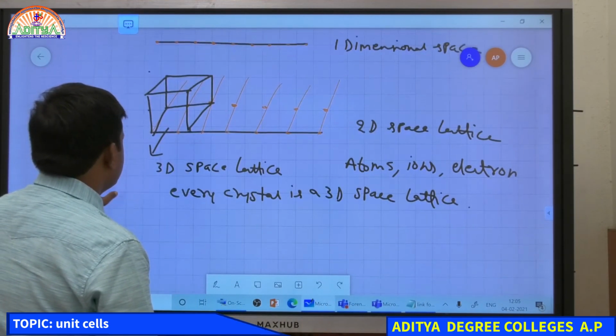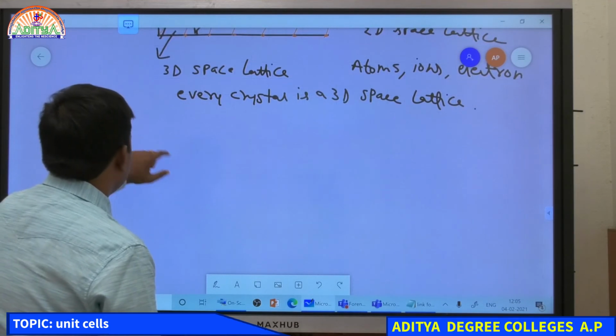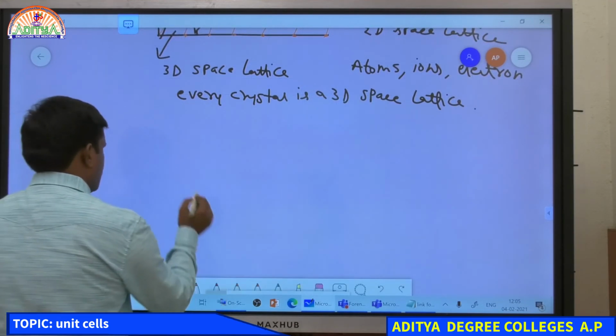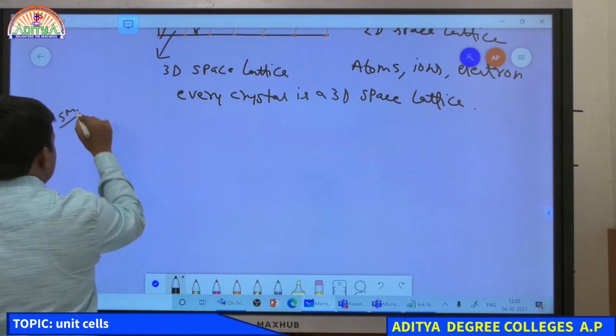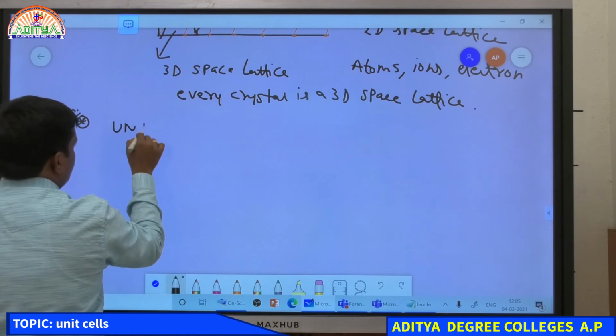Now by using this space lattice, we define the unit cell. This is an important topic in the chapter for 5 marks. So, unit cell.